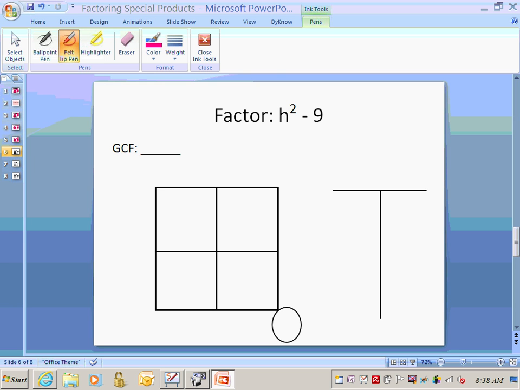How else could I write this? h squared. What's missing? The h by itself, right? So this could really be like plus 0h minus 9. Makes sense? Because you're missing the middle term, right? So they're adding up to 0. Okay. Does that help?